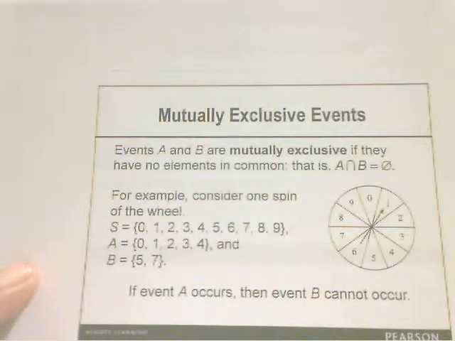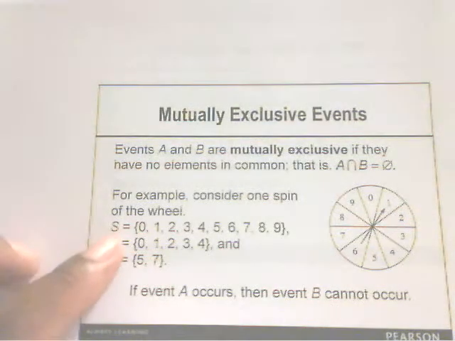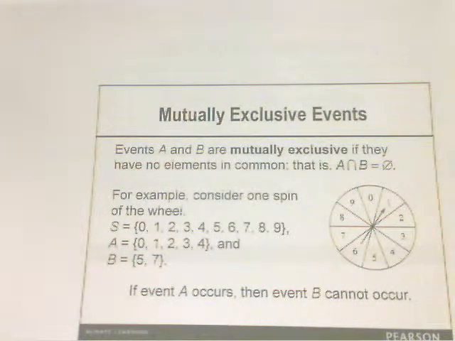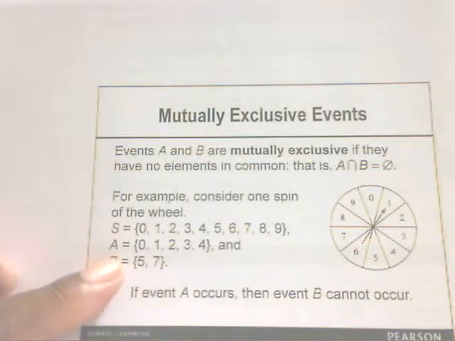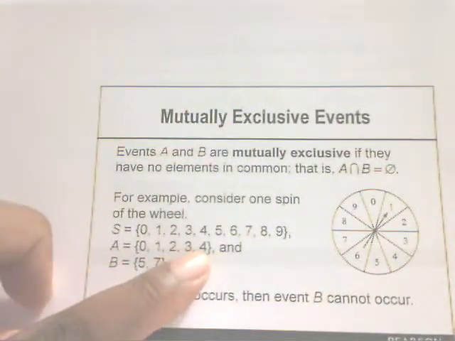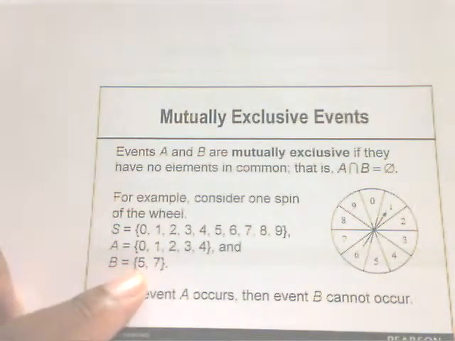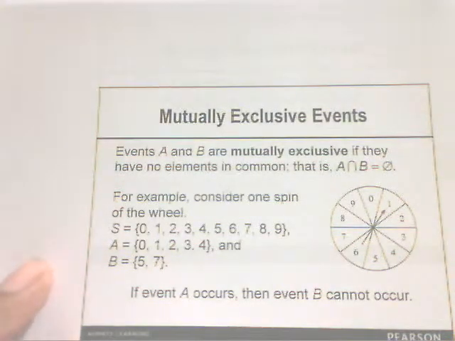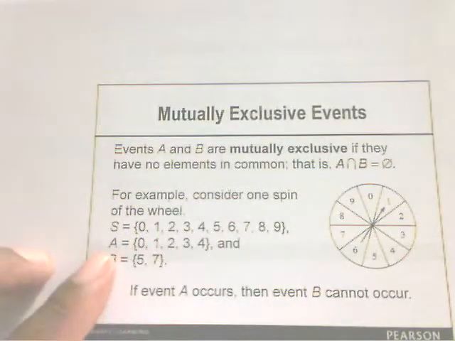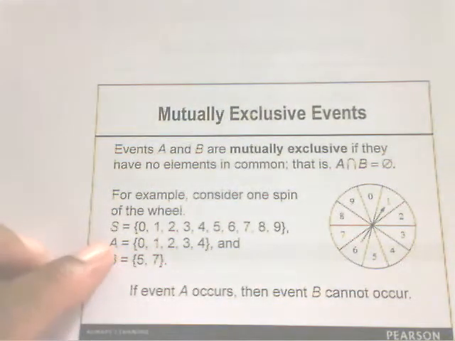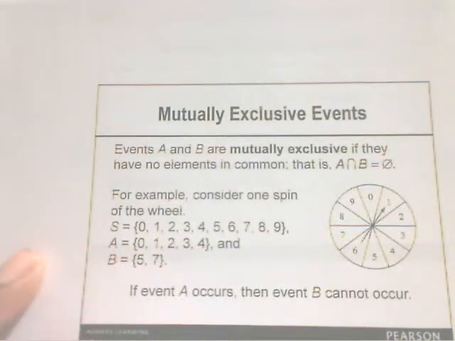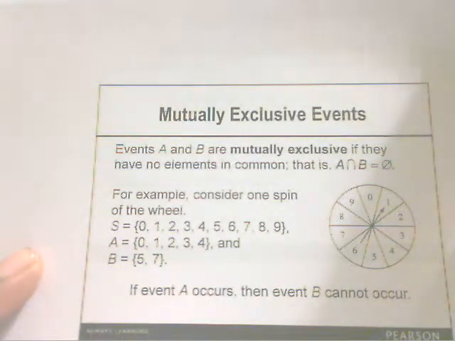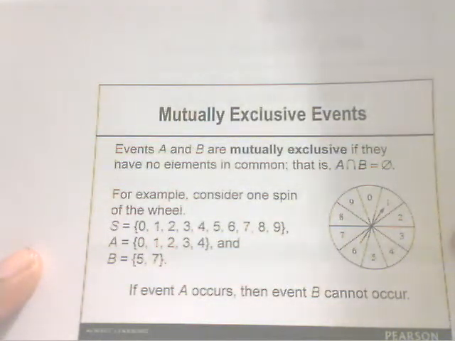For example, let's consider one spin of the wheel. In this case, the sample space is, of course, all 10 numbers, from 0 to 9. Event A is going to be 0, 1, 2, 3, 4, and B is going to be these numbers, 5 and 7. In this case, A and B are mutually exclusive events because A and B have nothing in common. So if event A occurs, then event B cannot occur. And that's the restriction for a mutually exclusive event.